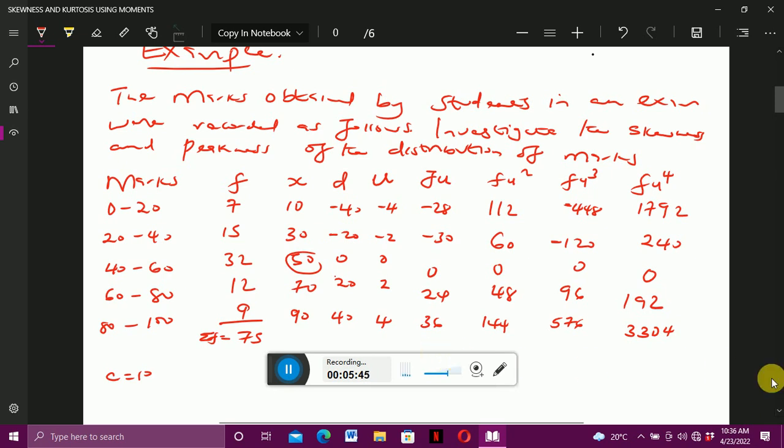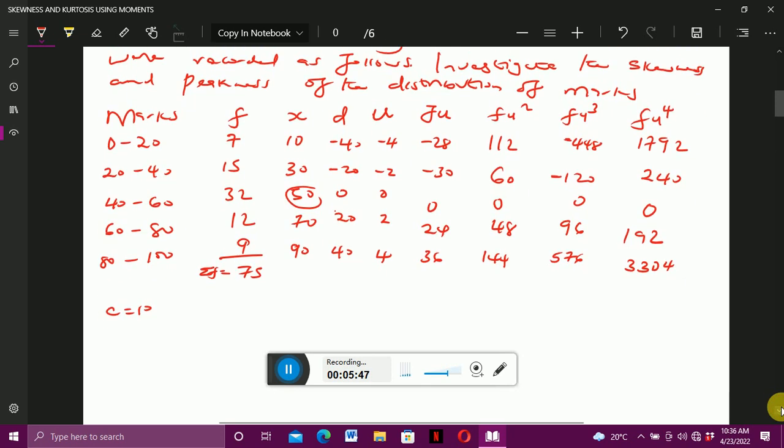So we sum the columns that require to be summed. When we sum fu, we get 2. Sum fu squared, we get 364. We sum fu cubed, we get 104. We sum fu raised to power 4, we get 4528.